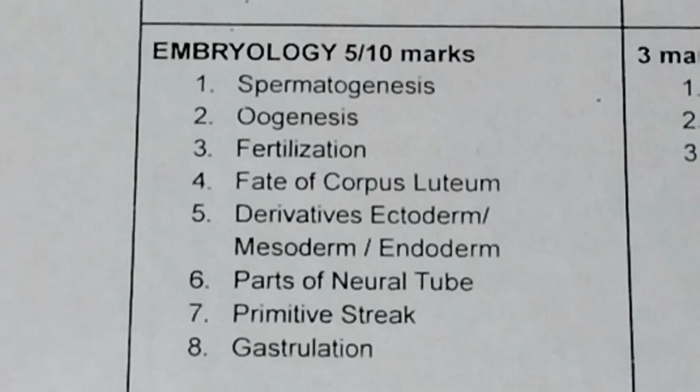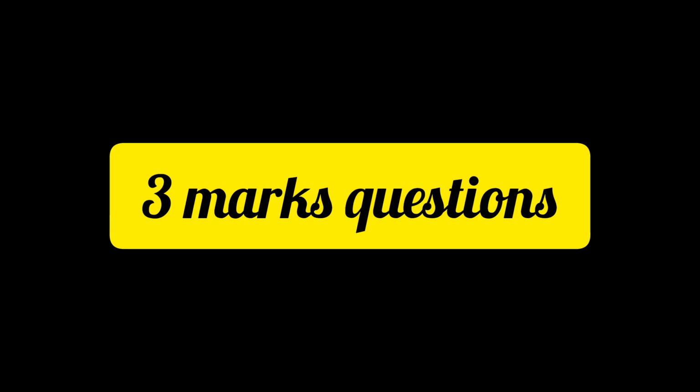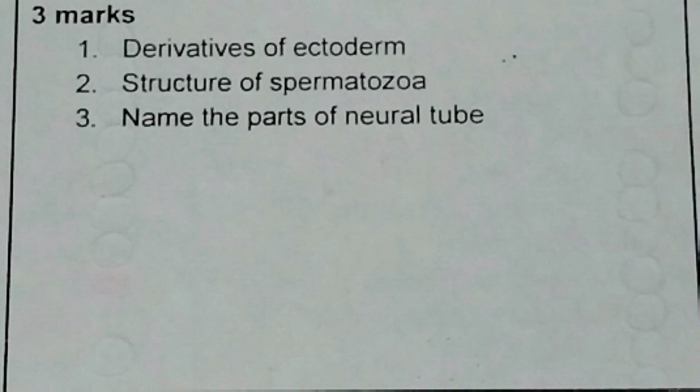Now let's start with the important 3 marks questions. In this, the first one is derivatives of ectoderm. Second one, structure of spermatozoa. Third one, name the parts of neural tube. And finally, we are done with this chapter.